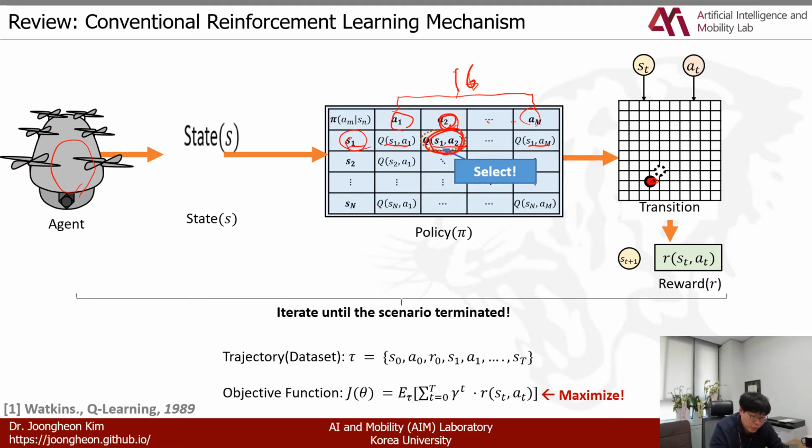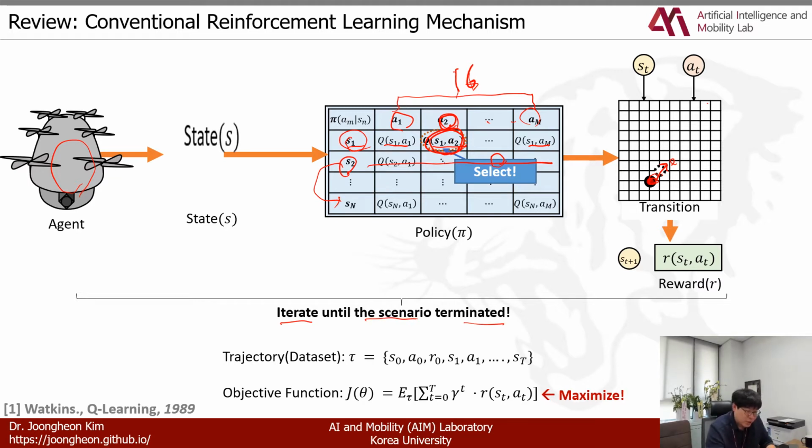And then suppose that with A sub 2, this moves to, for example, S sub 2. Then we are here. And then we will compare the reward again, and we are going to make another decision, and then we will jump to another state, and so forth. Then we will arrive at our desired destination. So we are doing the iterative computation until the scenario is terminated.